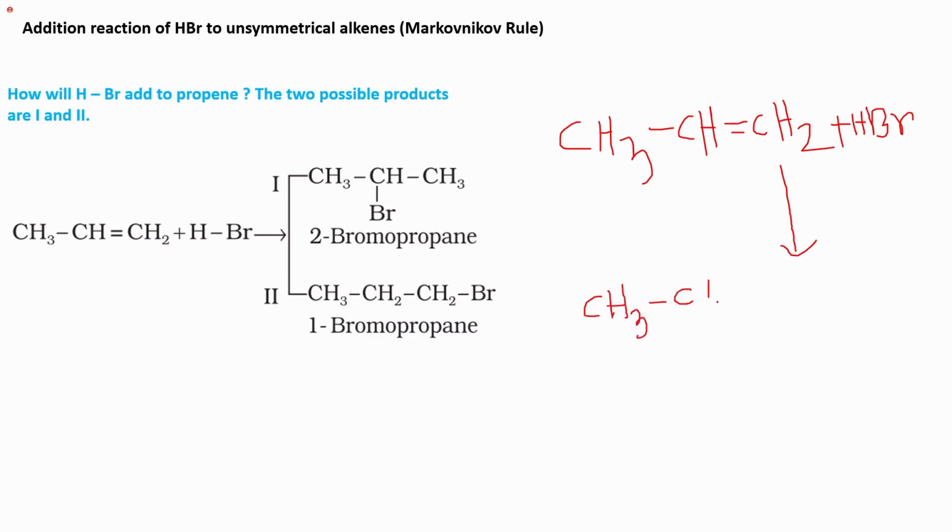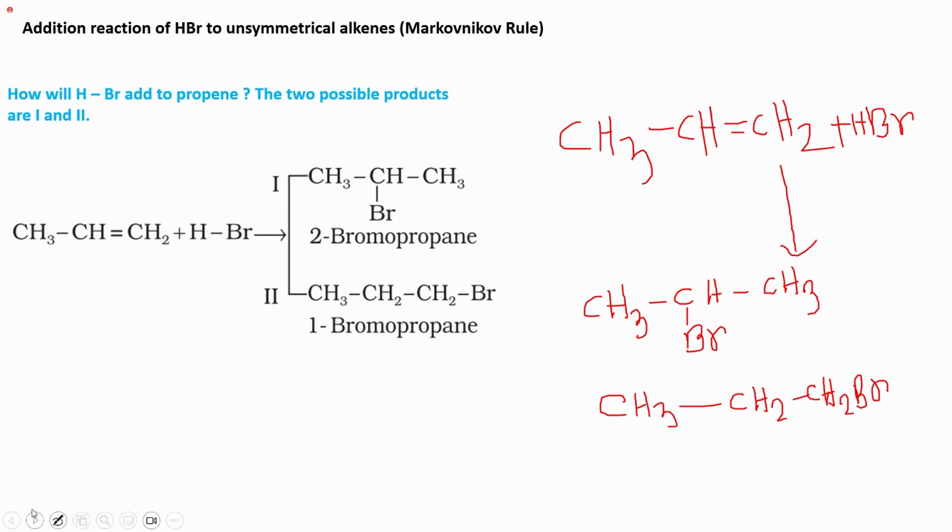So CH3, CH, Br, and then CH3. And then CH3, CH2, and then CH2, Br. Now there are two possibilities you can see. In structure one, we get 2-bromopropane, and in the second structure, 1-bromopropane. So structure one and structure two. But if you see the Markovnikov rule, for the addition there is one rule that is called the Markovnikov rule. We have to know this rule.